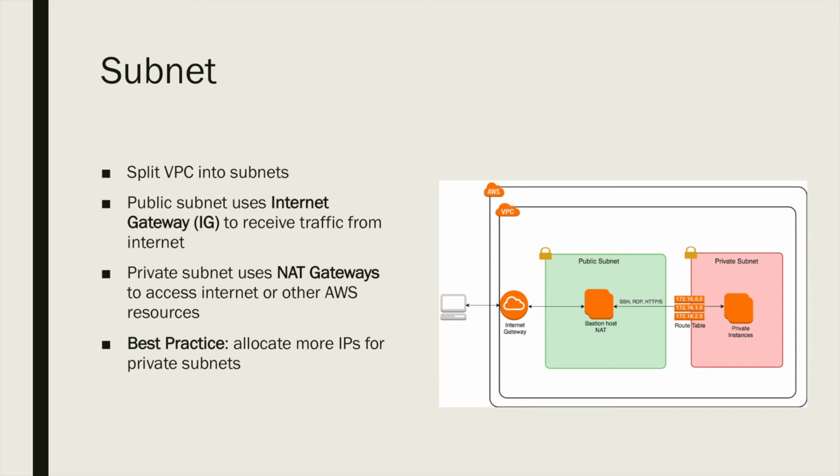The public subnets use the Internet gateway to receive traffic from the Internet. The private subnets use NAT gateways to access the Internet or other AWS resources. Do you see the difference? From the Internet, it can only access the resources in the public subnets, but it cannot access the private subnets. As a best practice, we suggest you allocate more IPs for private subnets.